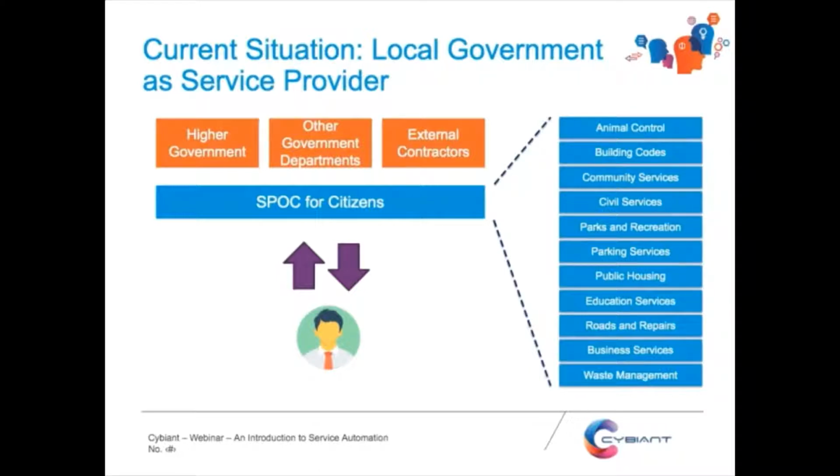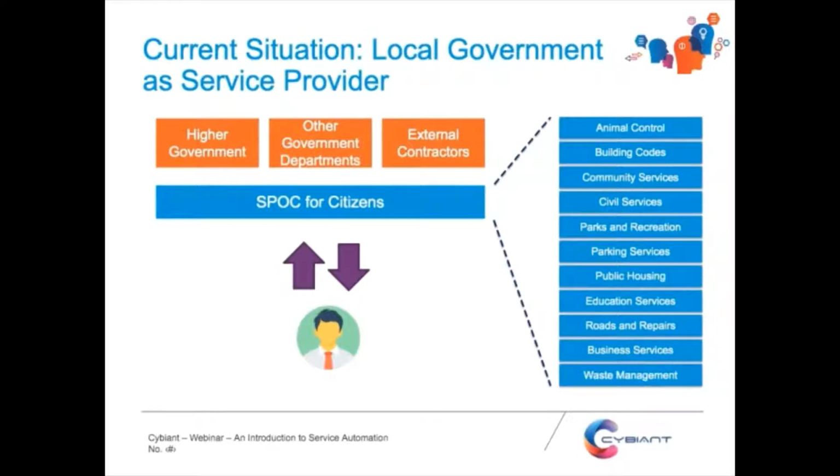So what the government needs to do is provide an interface for those citizens. Through that interface, they carry out a number of different roles. Some of those roles have been mandated by regional governments or higher levels of governments, but can also be coming from external contractors. On the right-hand side of this screen, you see the number of different types of services that governments provide. So these are typical things like parking services, housing, civil services, education, etc., etc.